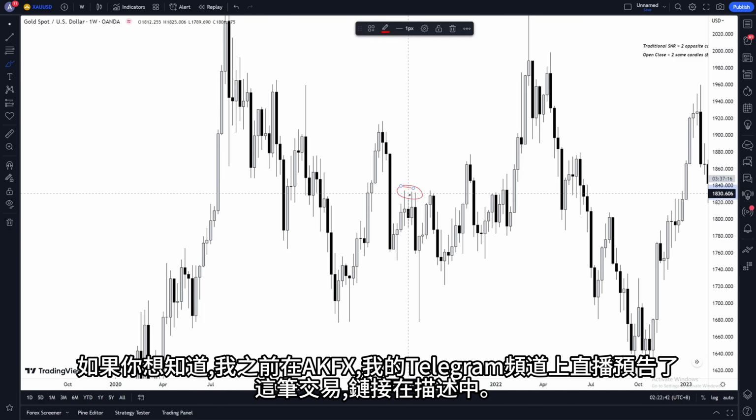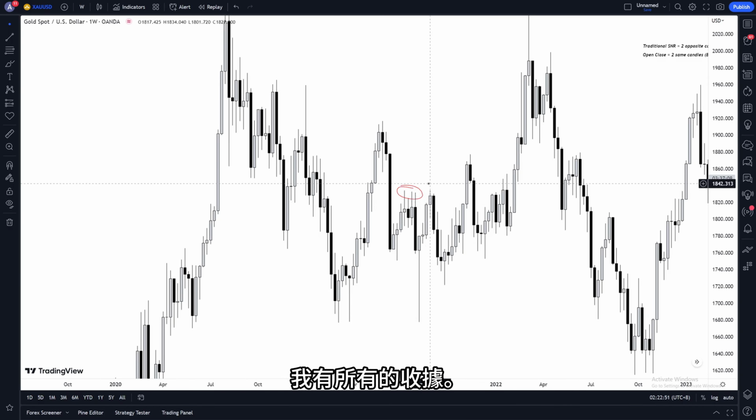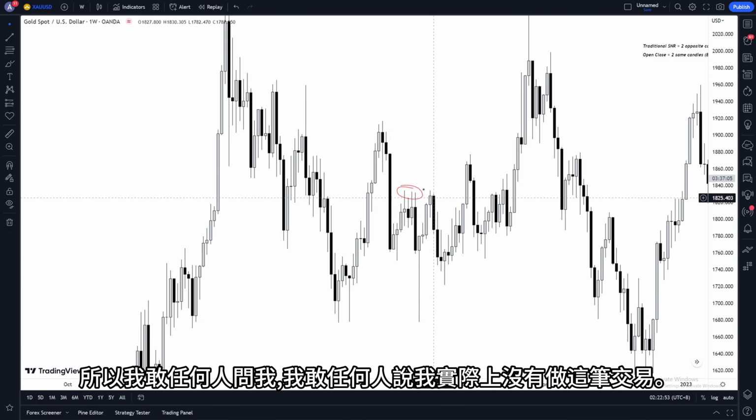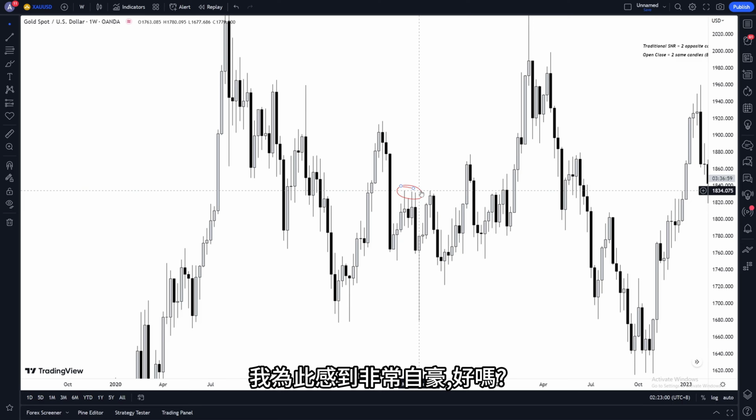I called this trade out beforehand live on AKFX, my Telegram channel, link in description, and I will actually go and show you guys this. I have all the receipts, so I dare anybody say I didn't actually take this trade. I'm so proud that I called this trade. This was one of the first ever trades that I called publicly. I'm so proud of it. I might even get it tatted on me. No, I'm kidding.